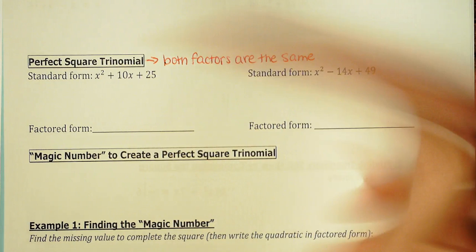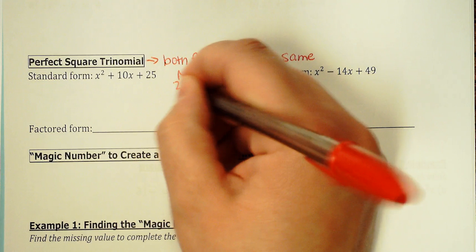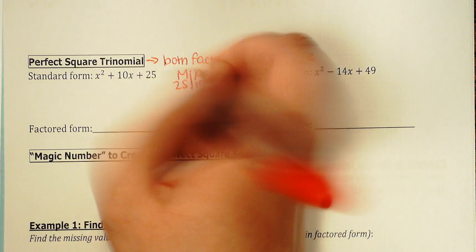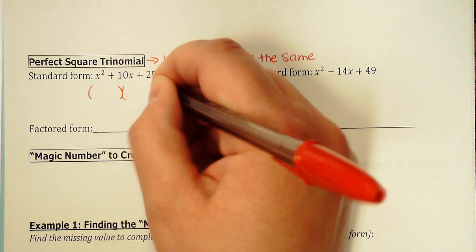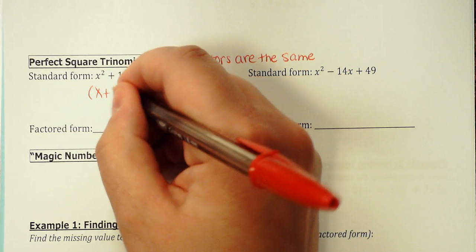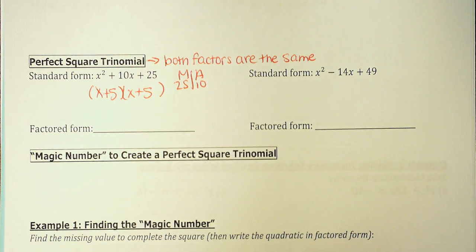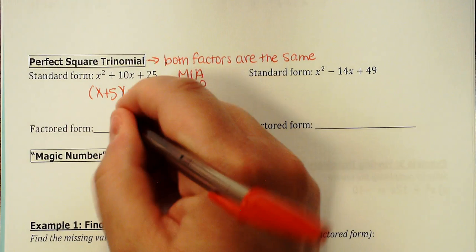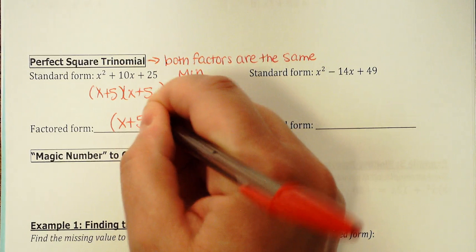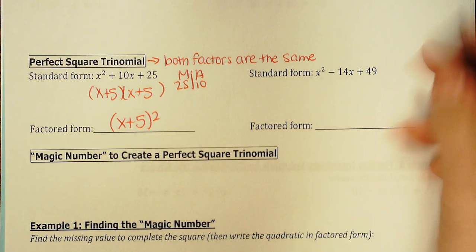So if we think about factoring here, multiply to get 25, add to get 10, you would tell me that your factored form there is x plus 5, x plus 5. And the reason we like this is because since they're the same, we can squish them together and write it as x plus 5 squared, and then it's going to create a look like what we saw in that equation we just worked through.